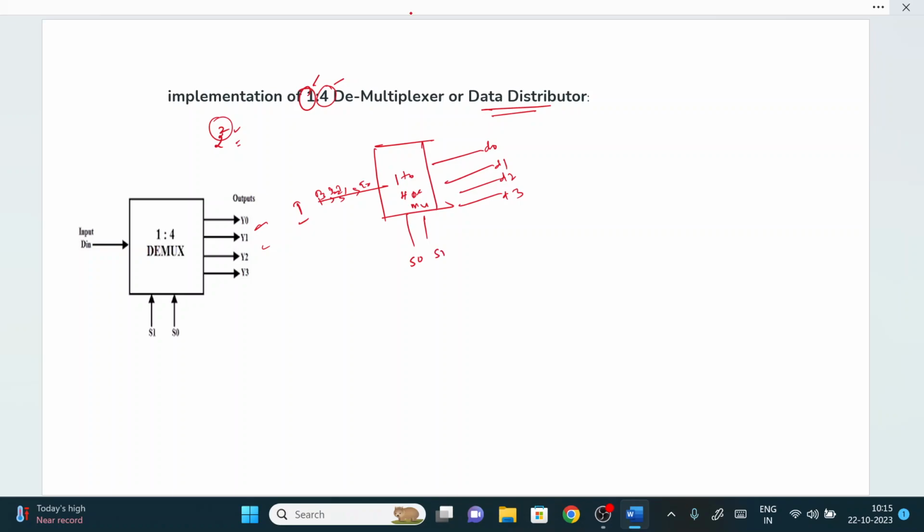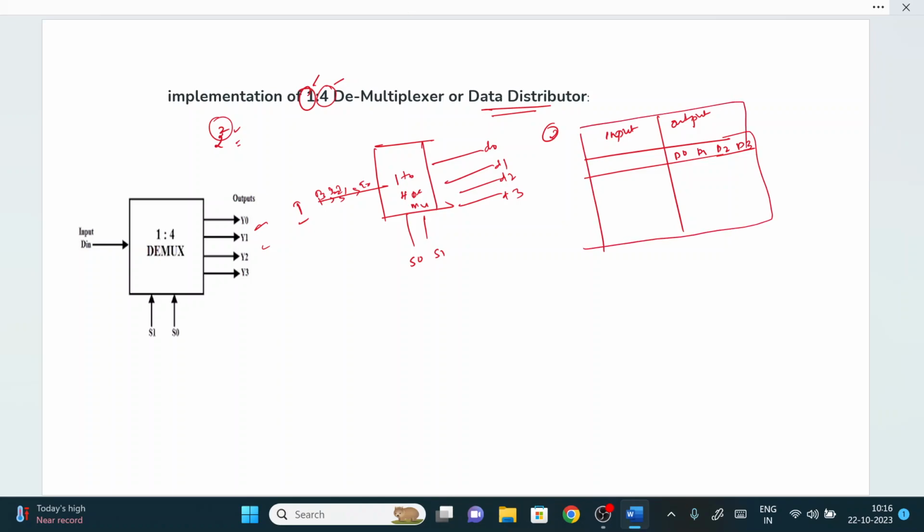Once it is done, what is the next step? We need to draw the truth table representation. In the truth table we will have the input values and the output values. D0, D1, D2, D3 are the output values. The input values are the selection lines S0, S1 and then I. Remember guys, this I is a constant value, a single input, so always this value will be the same.